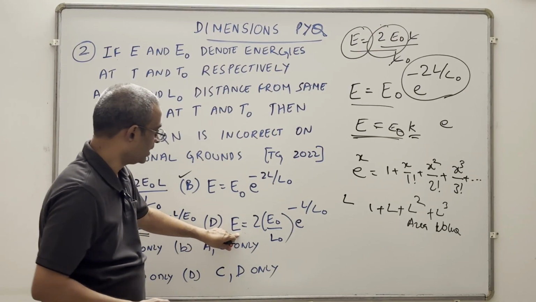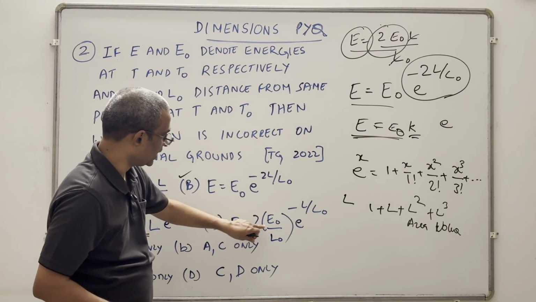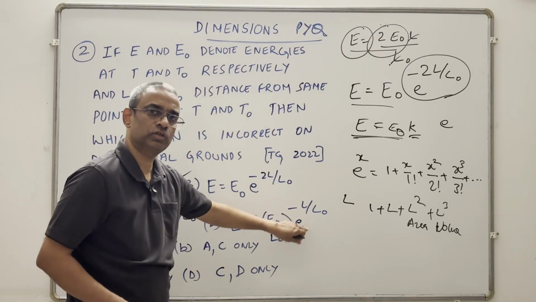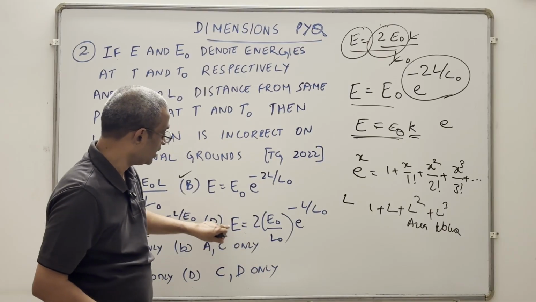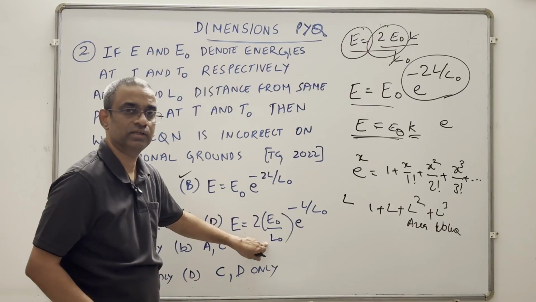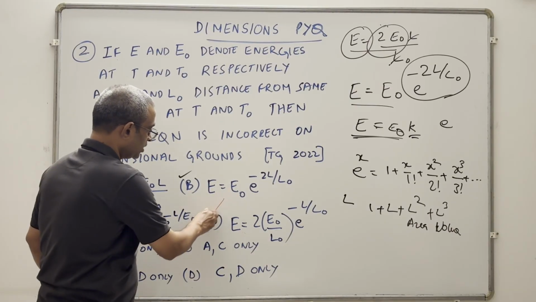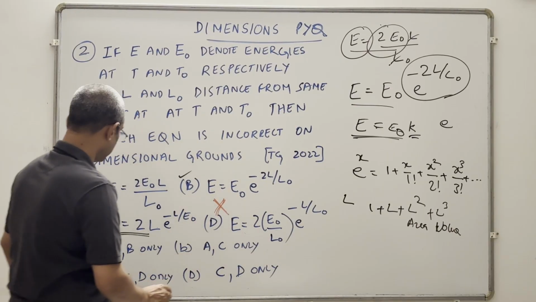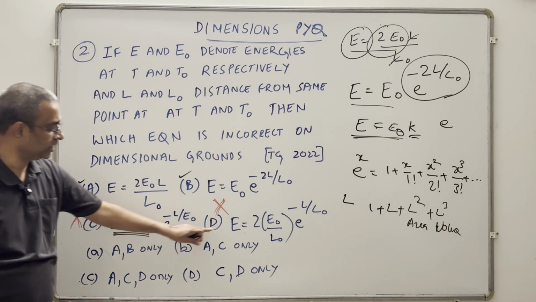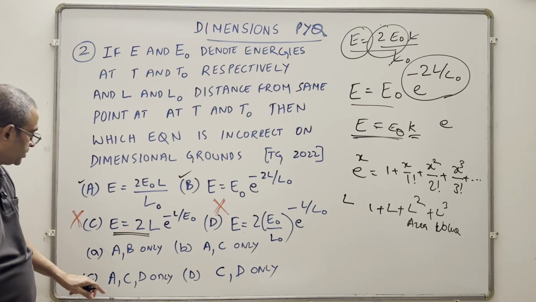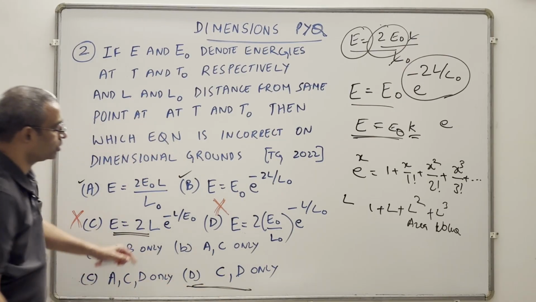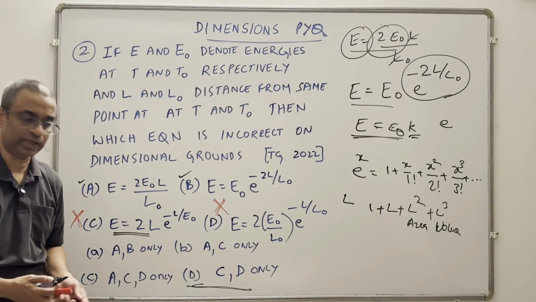And look at this. Here we have energy, and this e is raised to length by length naught. So this is a number, so this is okay. But on the left side we have energy, and on the right side we have energy divided by length. So these two are dimensionally not correct. So our options are: C is not dimensionally correct and D is not dimensionally correct. So D is the right answer. C and D only are the ones that are dimensionally not correct.